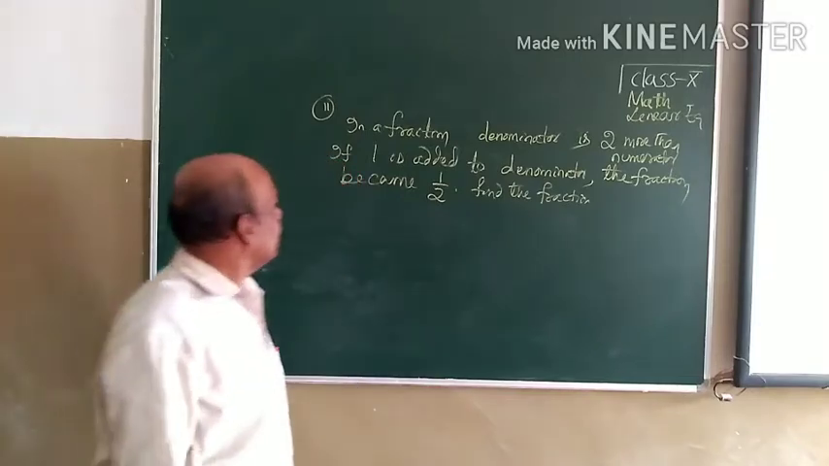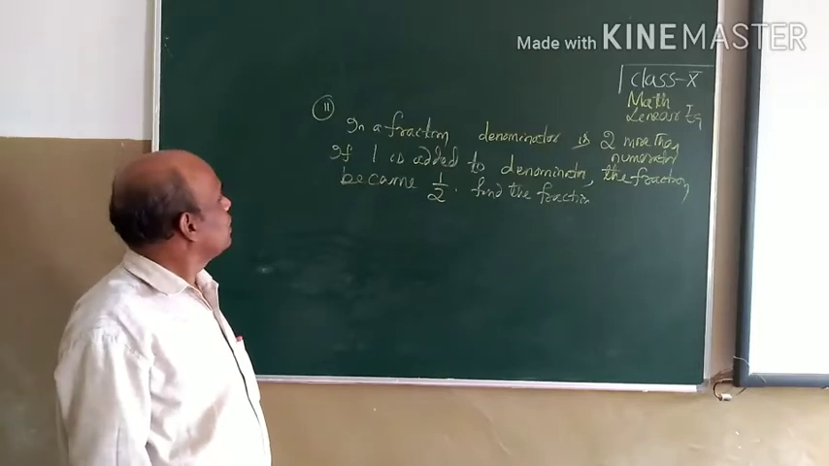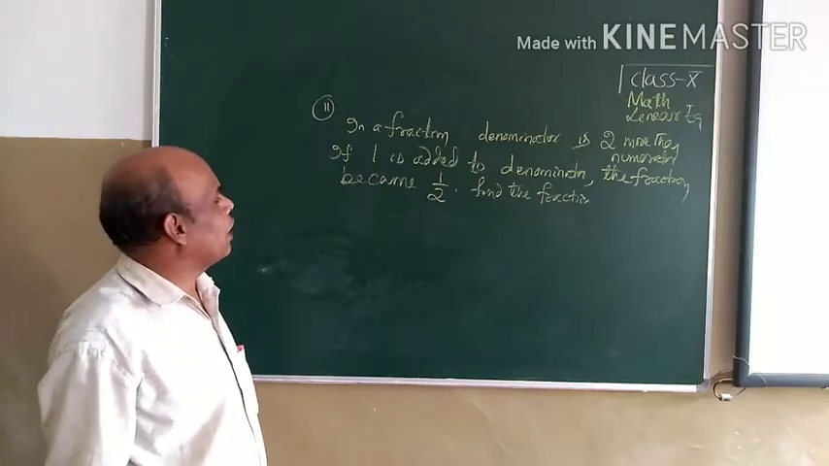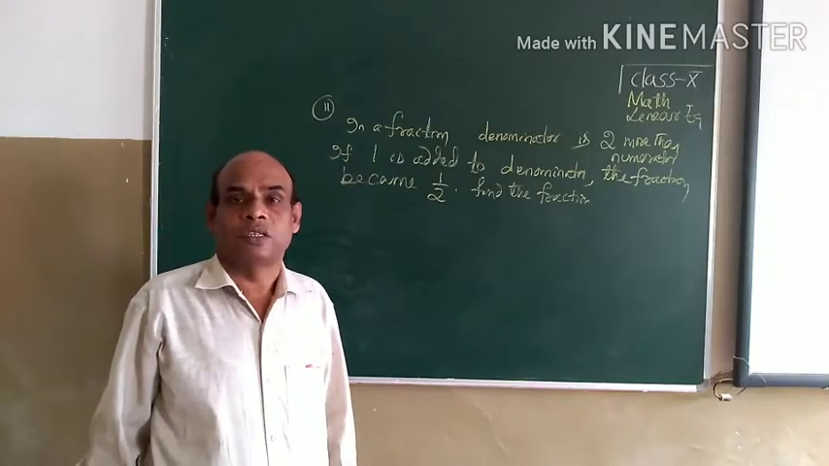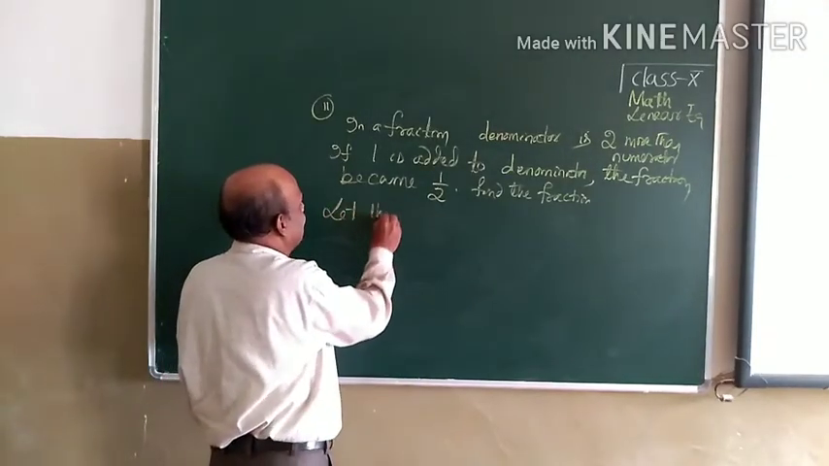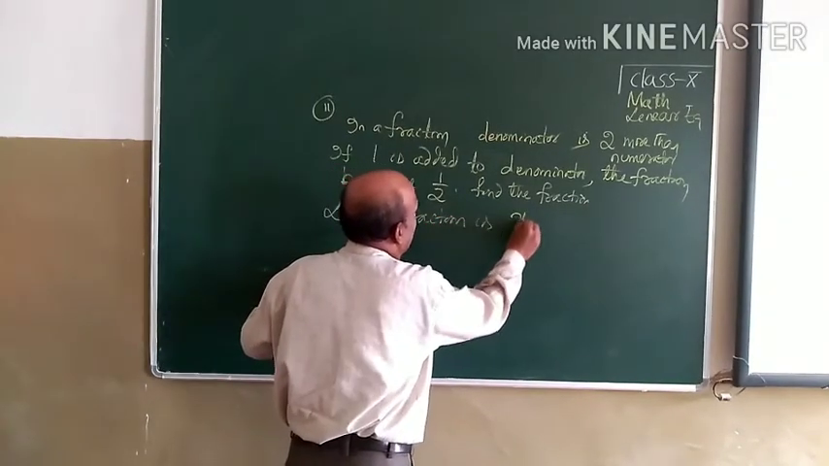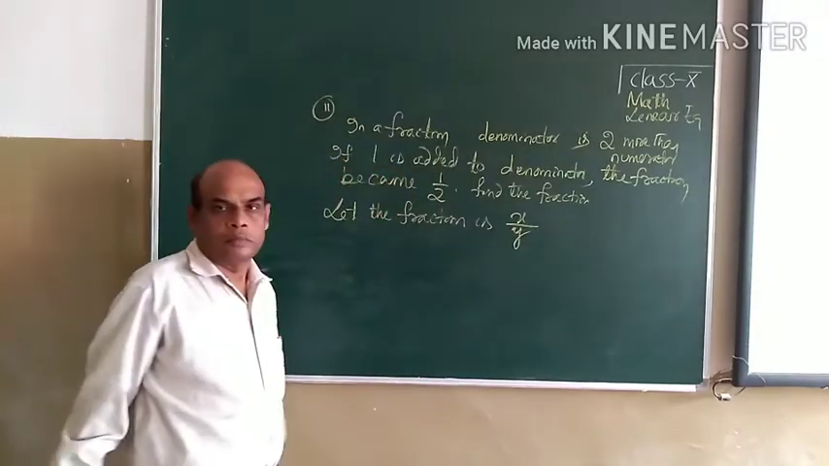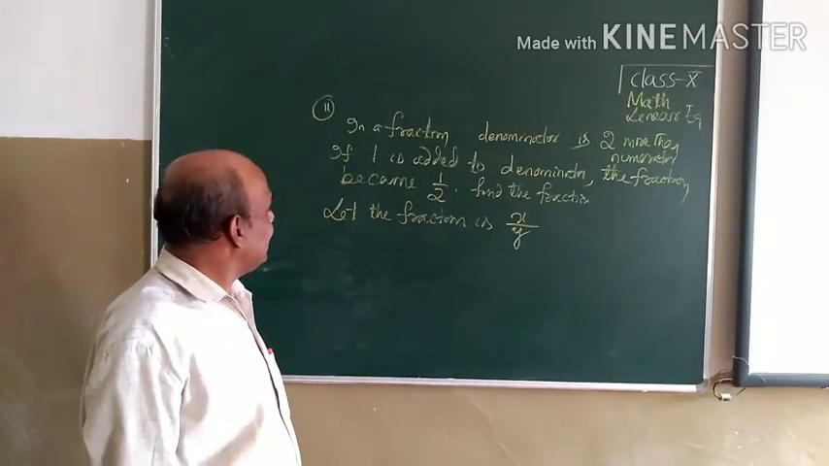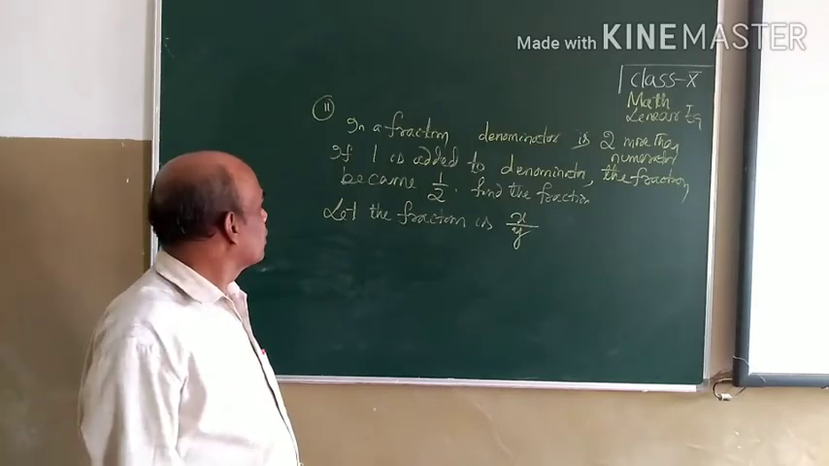Again listen. In a fraction, the denominator is 2 more than the numerator. If 1 is added to the denominator, the fraction becomes 1 by 2. Find the fraction. So we write: let the fraction be x by y, because we have to use two variables.